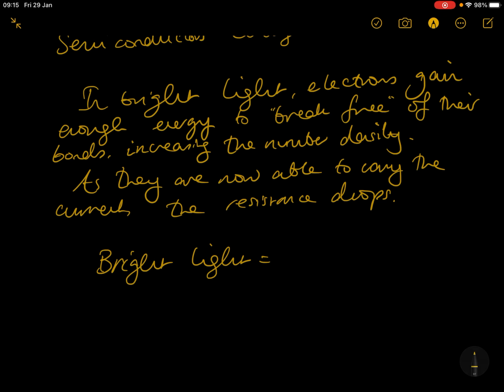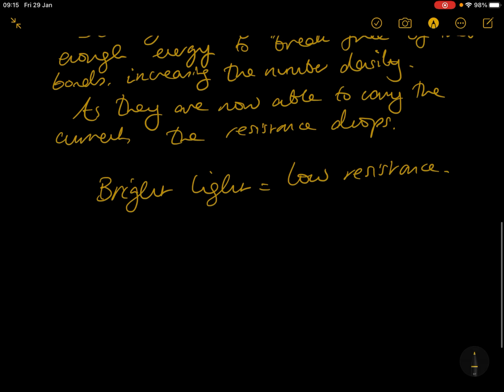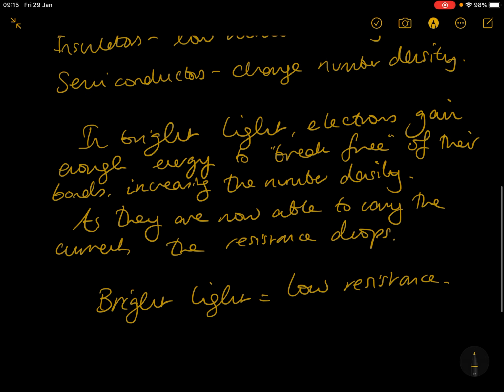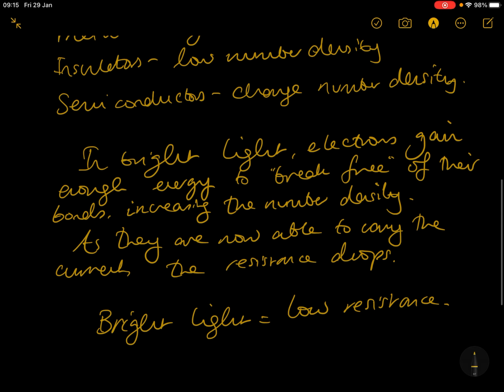Bright light equals low resistance. Okay, so that's the basic bit about LDRs. And if you want to pause the video here, you can see all that information.